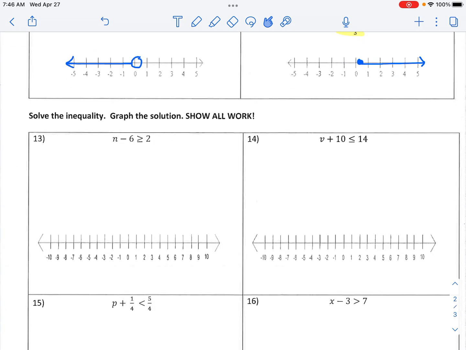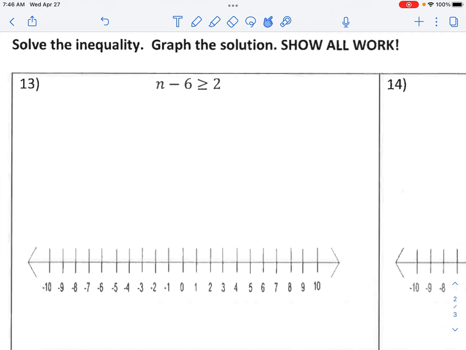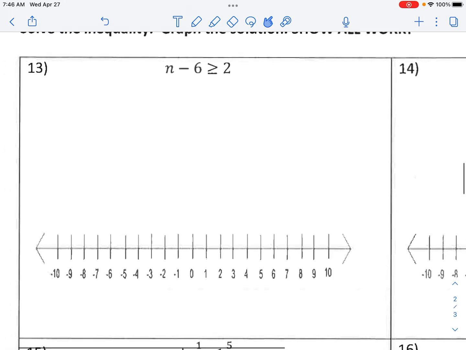Solve the inequality and graph the solution, show all work. Okay, so there's a lot to do here on 13 through 18. Remember, we're going to solve these exactly like we solved equations. We're going to find the inequality sign and we're going to draw the mirror. What number minus 6 is greater than or equal to 2?